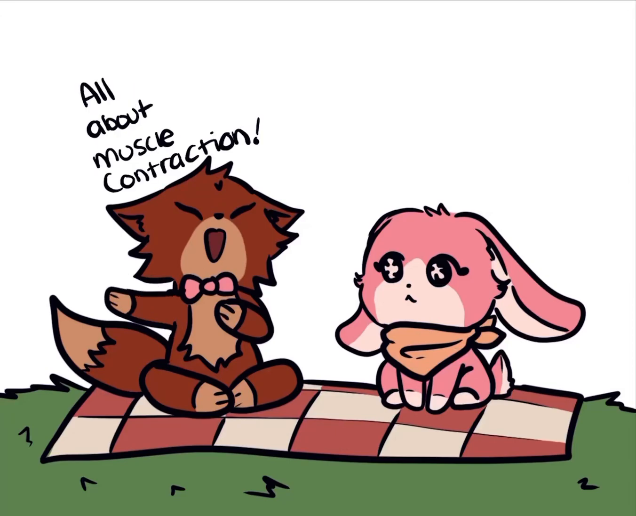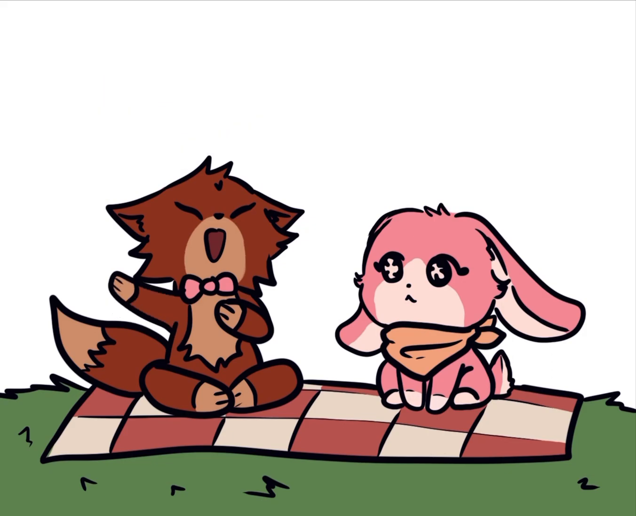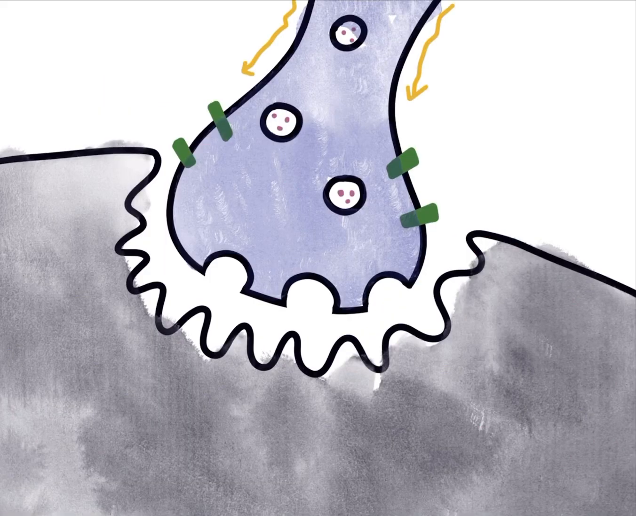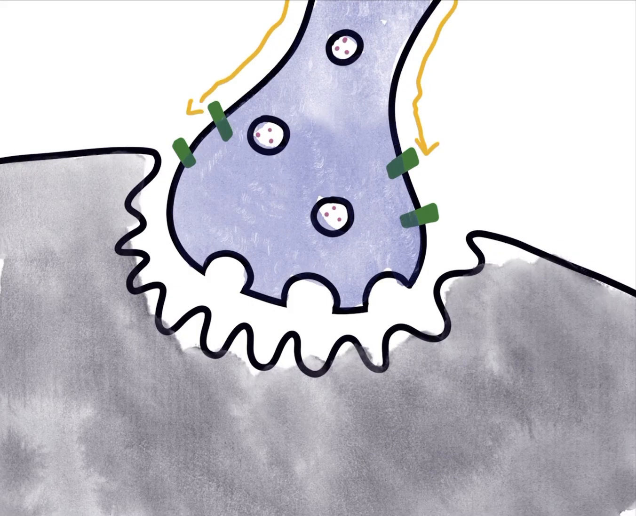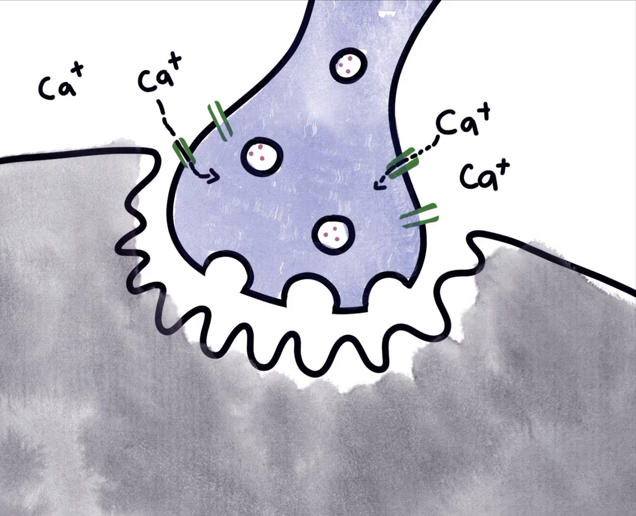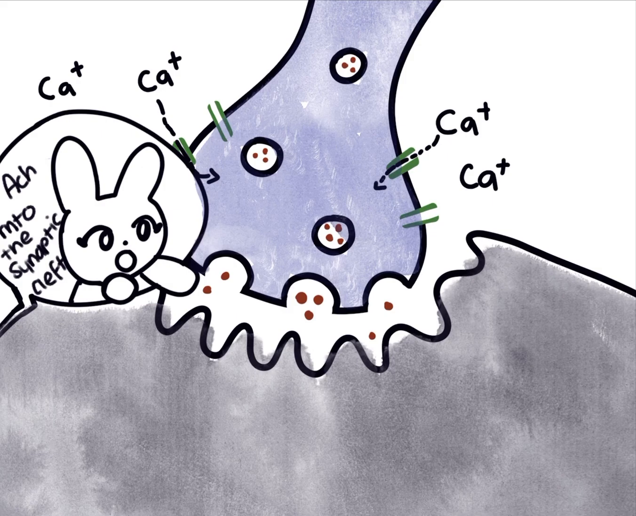Let me show you all about muscle contraction. First of all, for any of this to happen, an action potential has to be sent from the brain or spinal cord and arrive at an axon terminal at the neuromuscular junction. That causes calcium channels to open and calcium to rush in. Calcium will stimulate exocytosis of vesicles holding acetylcholine.